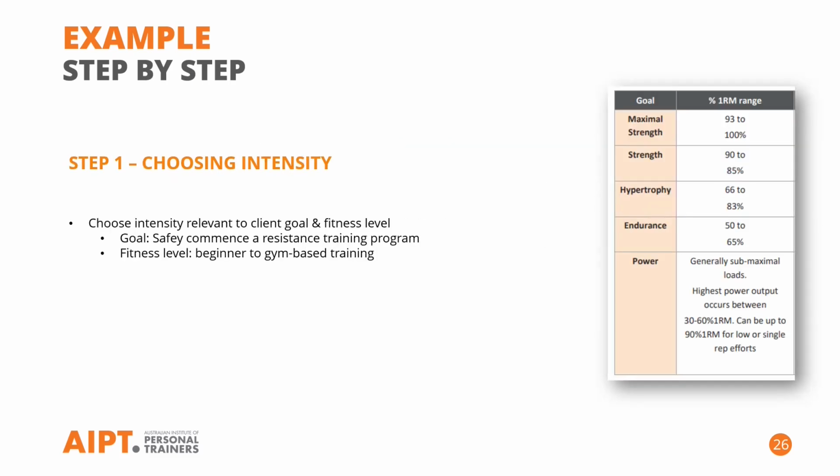So how do we choose an intensity for this client? Where do we start? What's suitable and what isn't? So we need to base this on the client's goal, for one, and the current fitness level, secondly. So the goal is to safely commence a resistance training program, but a fitness level is a beginner to gym-based exercise. So those two things will heavily influence your choice here with what is a suitable intensity. So if you want to have a go now and see if you can use that information and pick from the table on the right which sort of range or which number you think would be suitable for this client, just pause your presentation to do so.